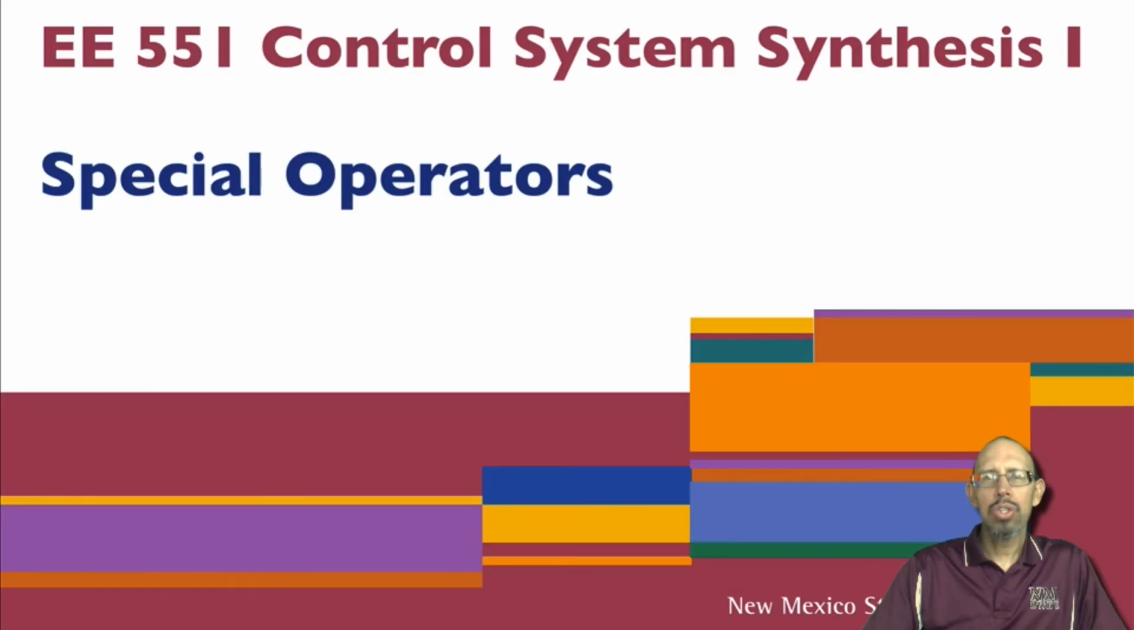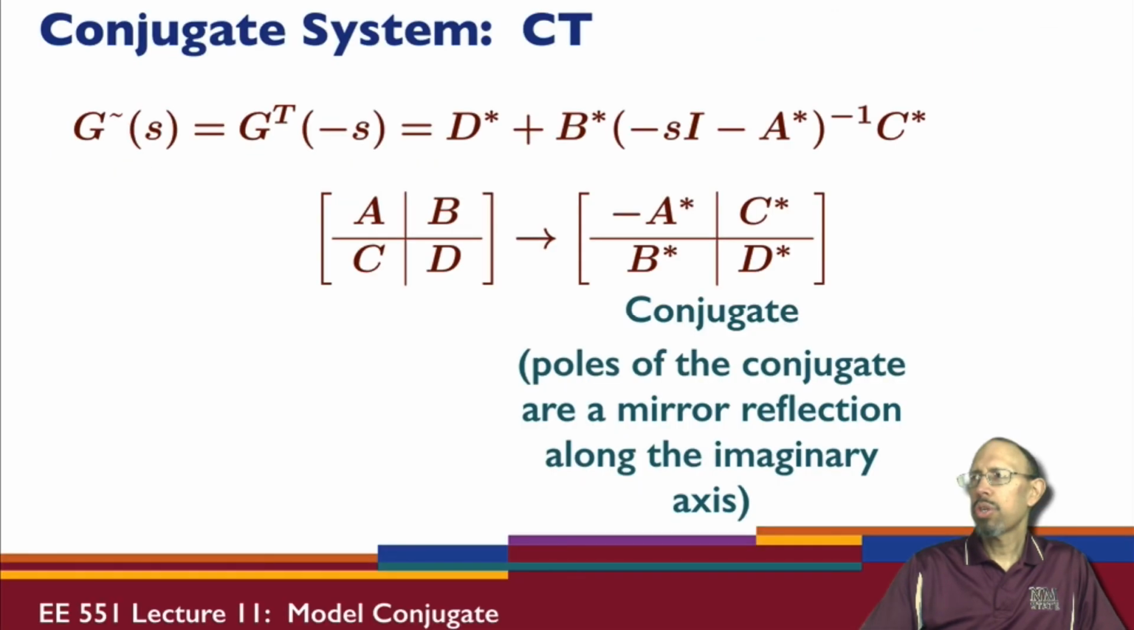We're going to now look at some special operators of systems. These can be handy in certain situations, and so we're going to go ahead and define them here. Special operators. The first operator is called the conjugate system, and we're looking at this in continuous time. We'll look at it in discrete time in just a minute.